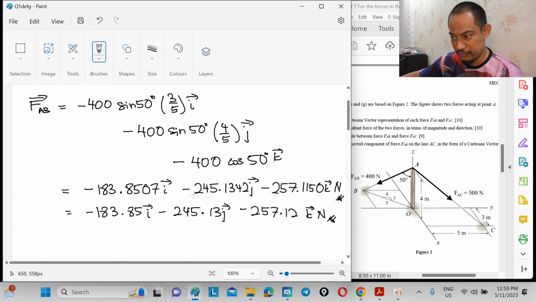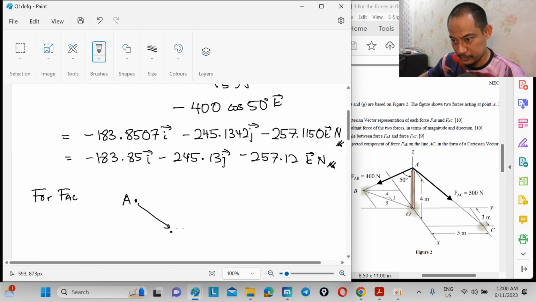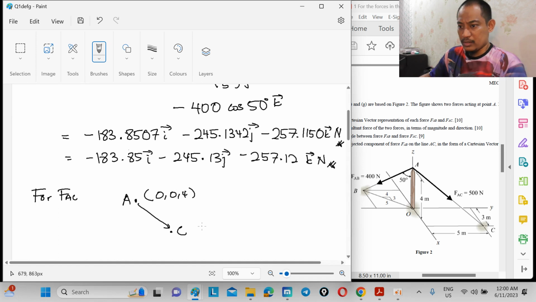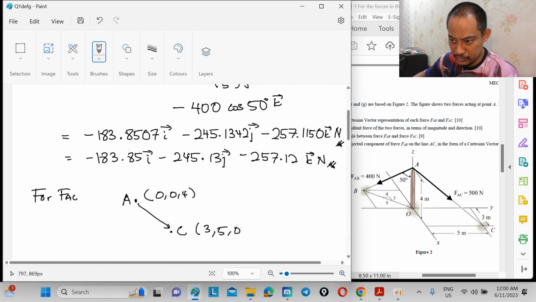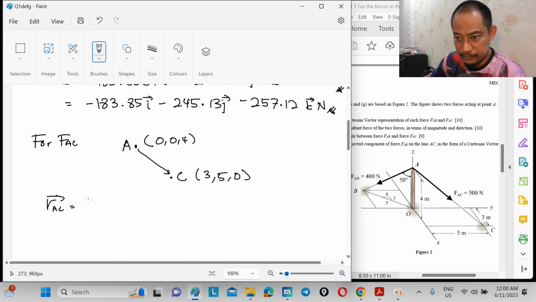So this is FAB, but for FAC we need the coordinates. So it's basically from point A to point C. The coordinate of point A is 0, 0, 4; the height is 4. Coordinate C is x is 3, 5, 0. So double check: 0, 0, 4 and 3, 5, 0. So from here, RAC is 3i plus 5j minus 4k.